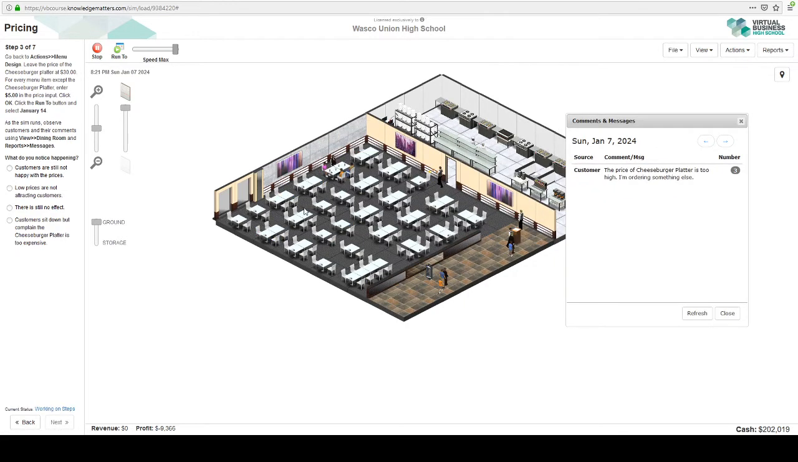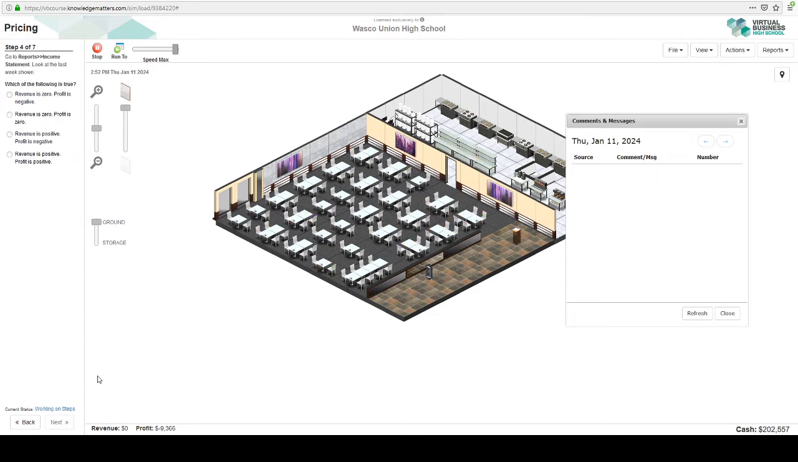I see some people coming in and sitting down, so that's good. Okay, so instead of leaving completely, they're just ordering something else. So they still don't like the price of the cheeseburger platter, but they do like the prices of everything else. I would hope so, since they're getting an entire fisherman's platter for $5. So it's good that the customers are happy, but I can tell you right now, we are losing money. So right now what's happening is customers sit down but complain that the cheeseburger platter is too expensive. That's definitely it.